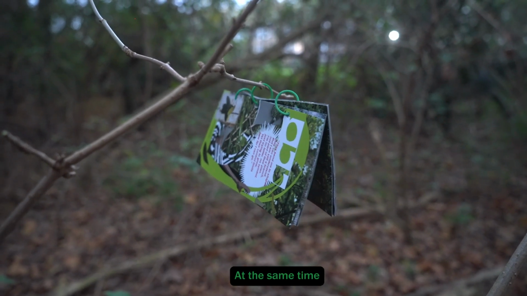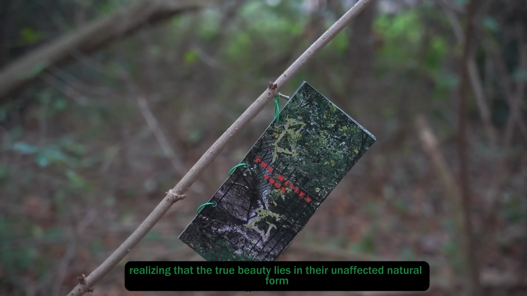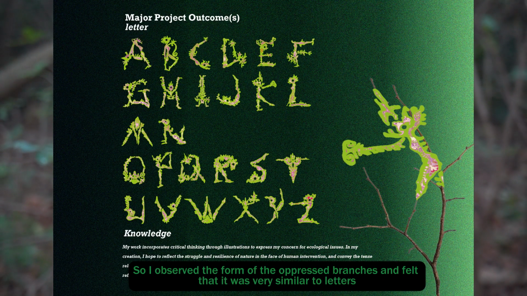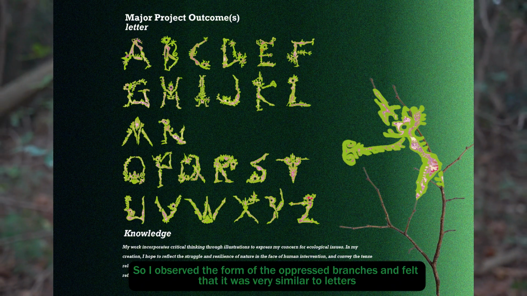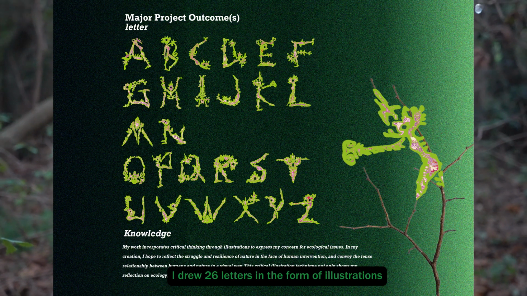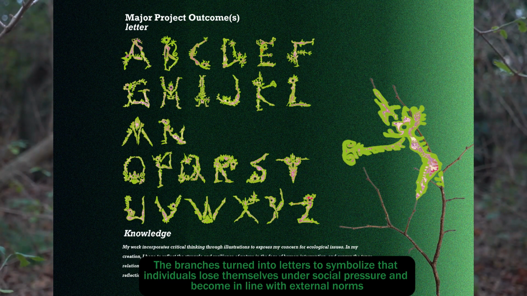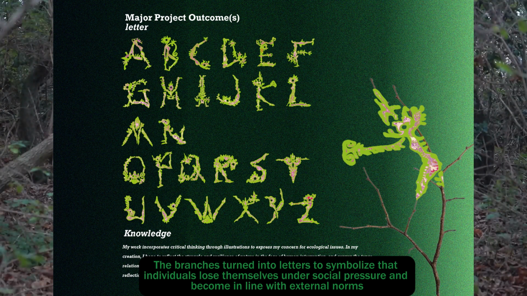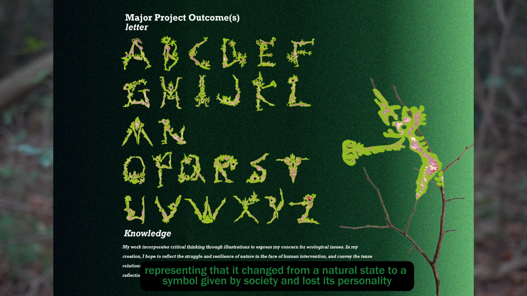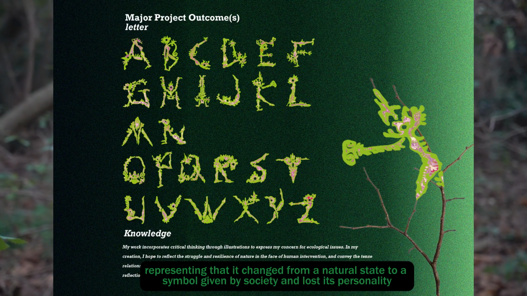At the same time, some letters began to resist this change, realizing that the true beauty lies in their unaffected natural form. So I observed the form of the oppressed branches and felt that it was very similar to letters. I drew 26 letters in the form of illustrations. The branches turned into letters to symbolize that individuals lose themselves under social pressure and become in line with external norms. The branches that originally grew freely turned into letters, representing that it changed from a natural state to a symbol given by society and lost its personality.